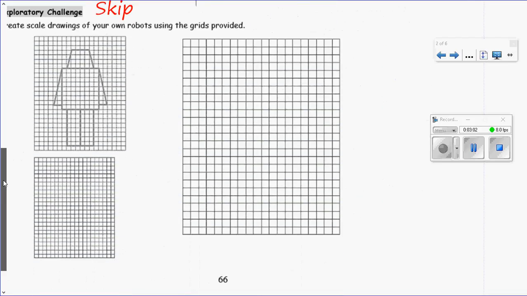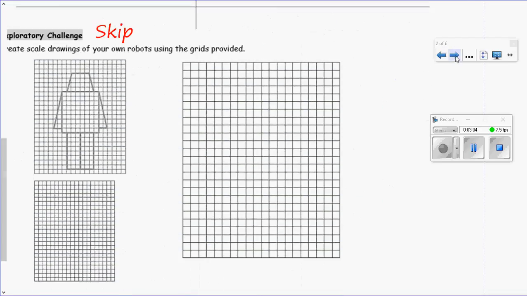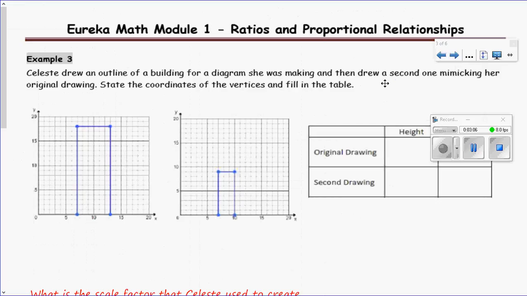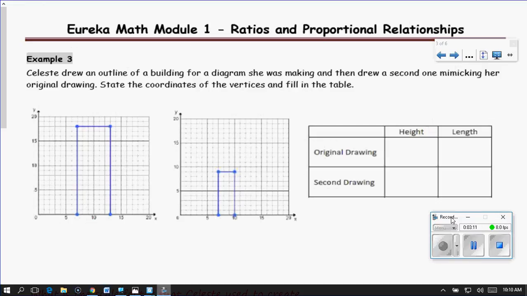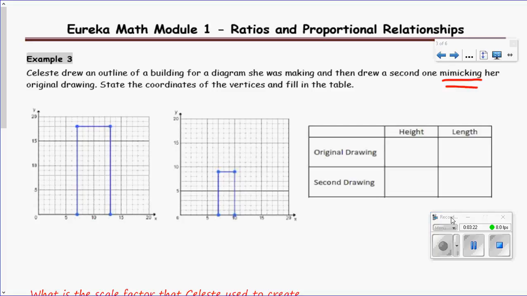Okay, we're going to skip this little robot one so you can put a big X over it. And we are going to go on to this one. And this is where we actually have to do some math. Celeste drew an outline of a building for a diagram she was making, and then drew a second one mimicking her original drawing. So that word mimicking is kind of where we realize that we're making a smaller version. State the coordinates of the vertices and fill in the table. For the vertices, we can do that, but what we really want to do is figure out the length.